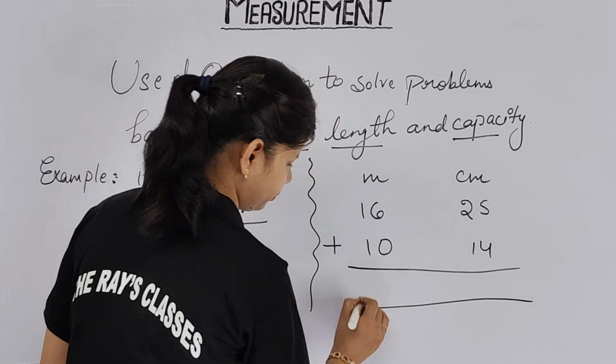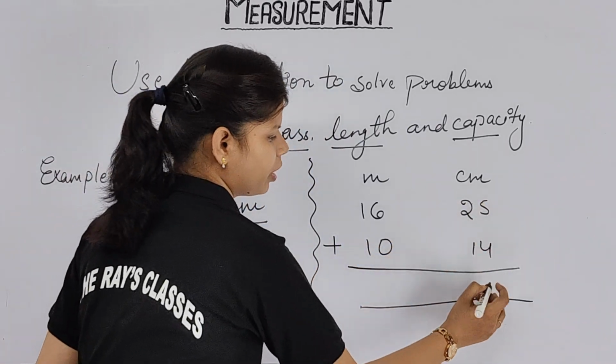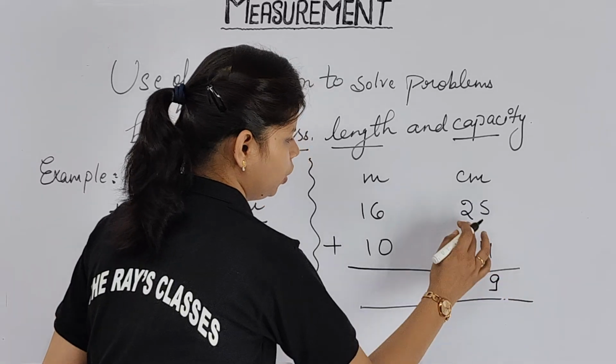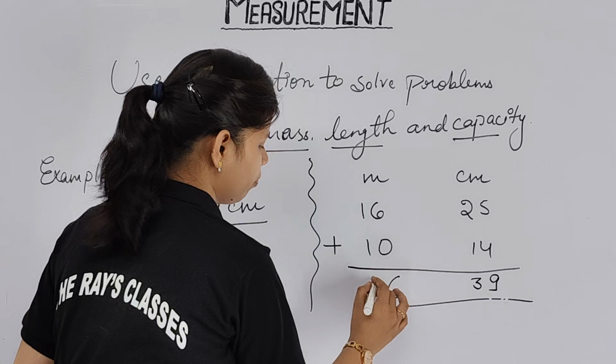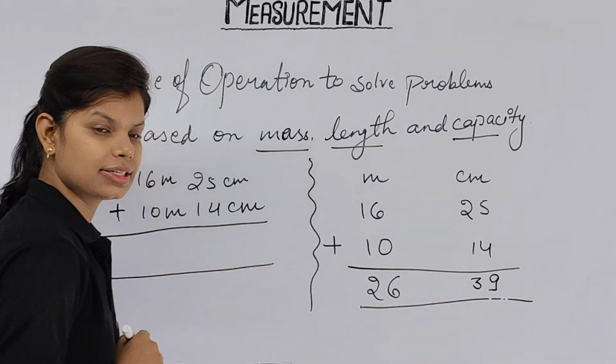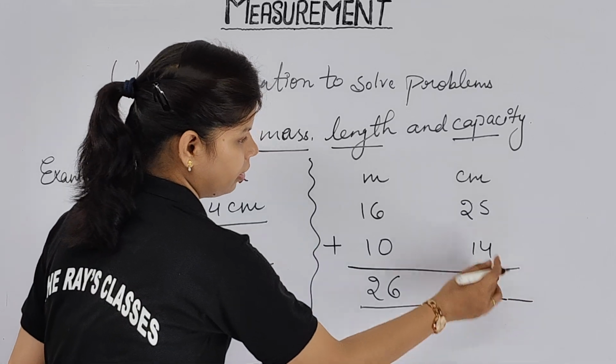Let's begin. Now let's add the numbers. When you add 5 plus 4 you get 9. 2 plus 1 we get 3. 6 plus 0 you get 6. 1 and 1 you get 2. That means your answer is 26 meter 39 centimeter.